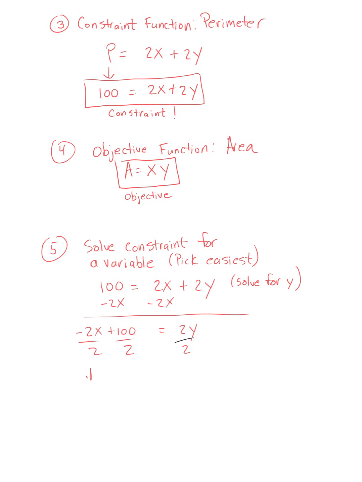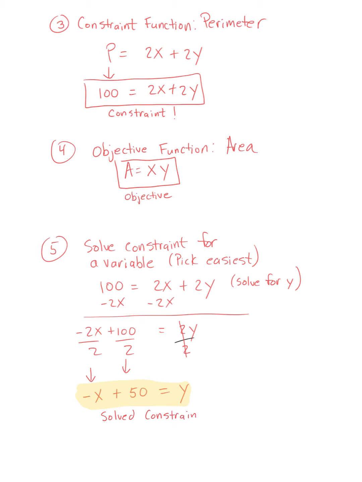Everything gets divided by 2. So this is going to give me negative x. This is going to give me 50. And then my 2's cancel out. So negative x plus 50 is equal to y. All right. Now we are going to highlight that, because that one you want to keep track of, and I want you to label that. All right, that is my solved constraint.